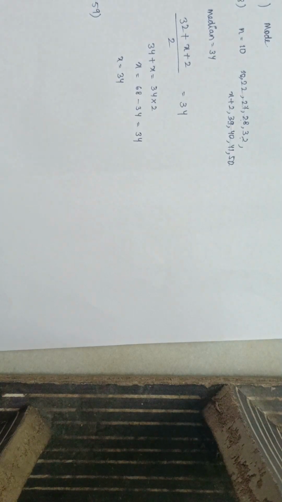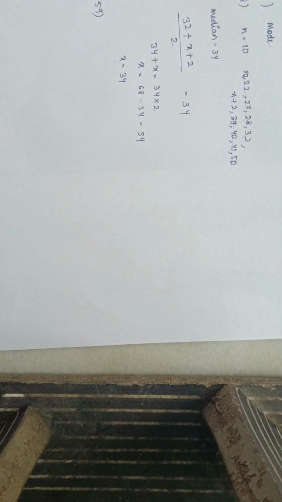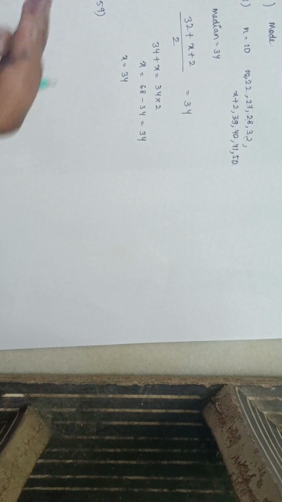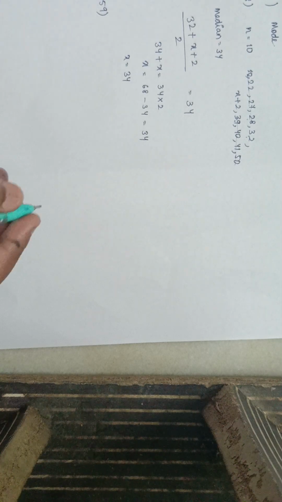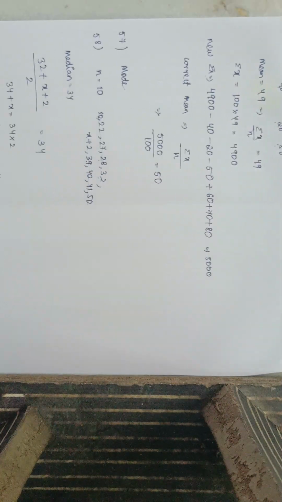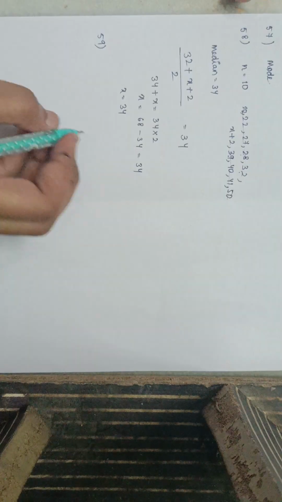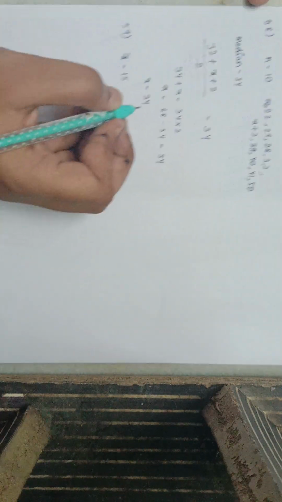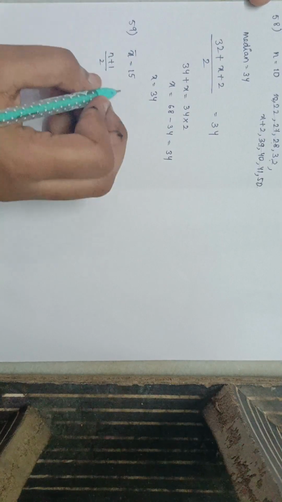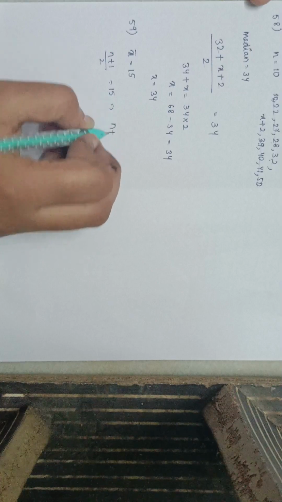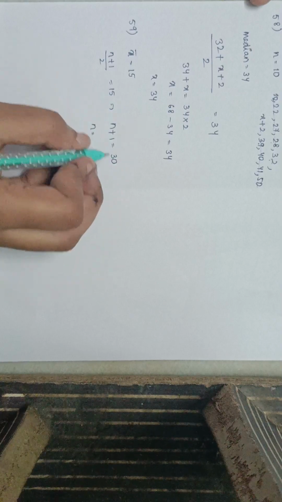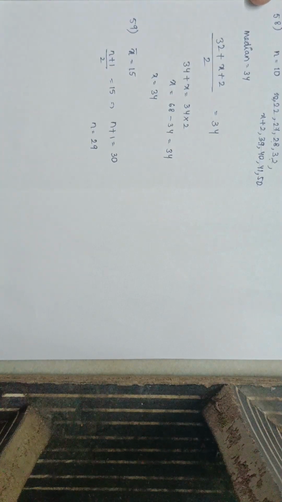Next one, 59. If the mean of first n natural numbers is 15, then find the value of n. Let us take the mean value as 15. n plus 1 by 2, the formula of mean, equals 15. n plus 1 equals 15 into 2, that equals 30. n equals 30 minus 1, 29. So the value of n is 29.